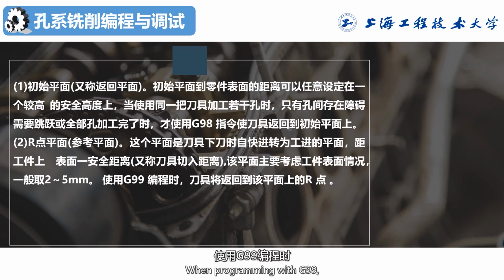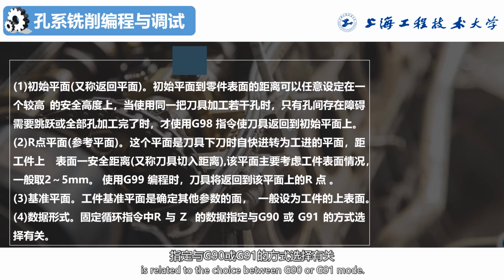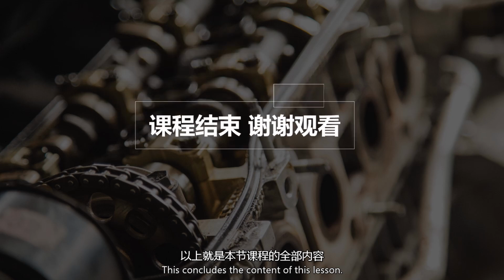When programming with G99, the tool returns to the R point on the plane. The specification of R and Z data in the fixed cycle command is related to the choice between G90 or G91 mode. This concludes the content of this lesson.